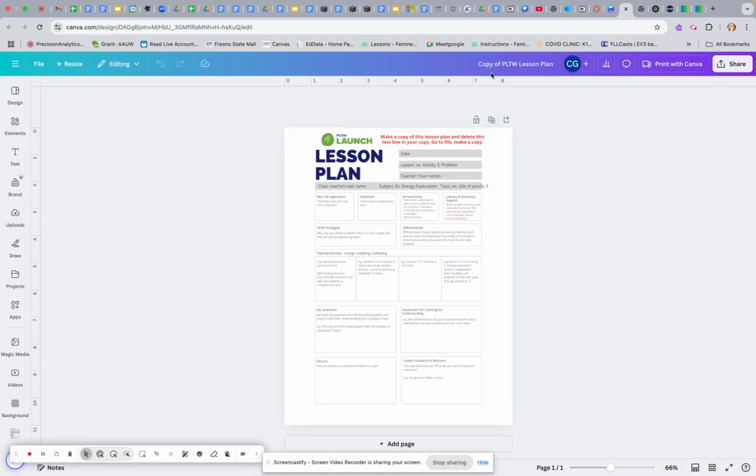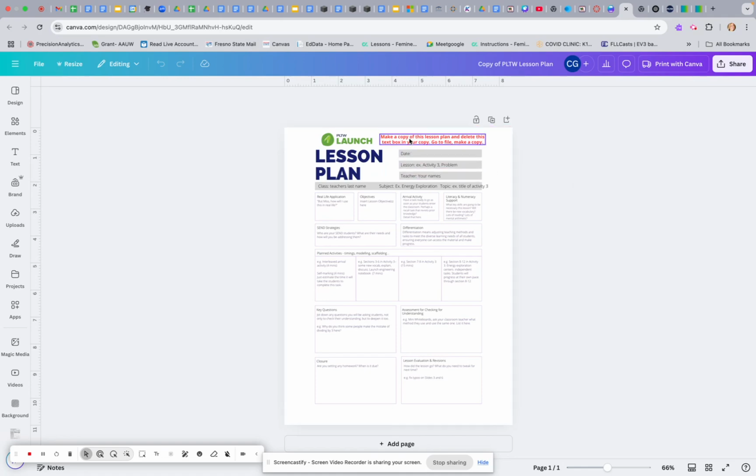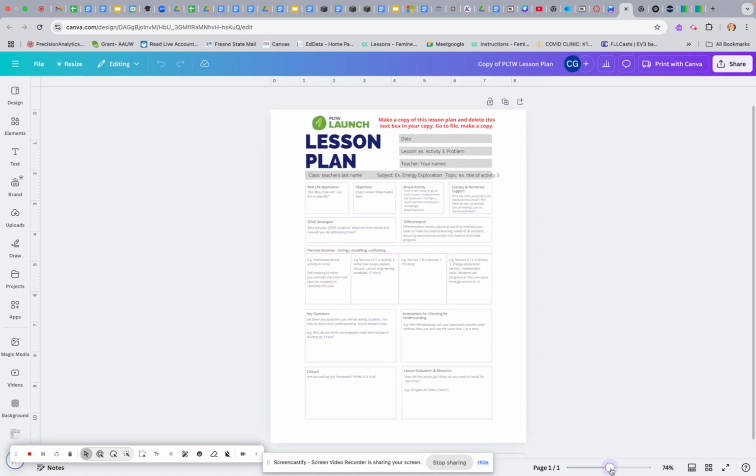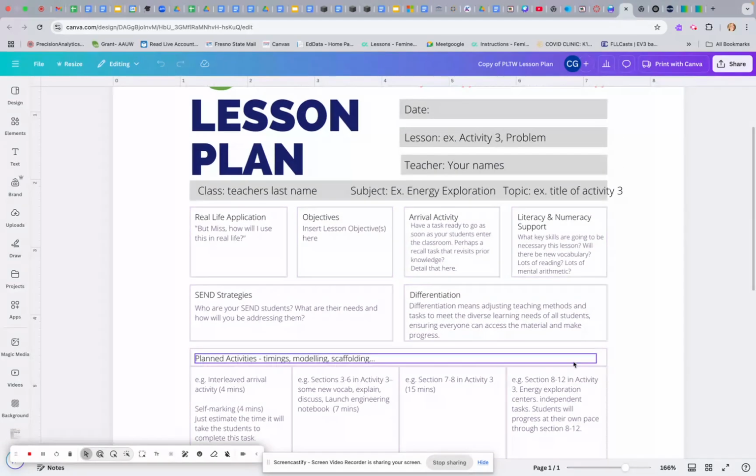So now you can see up here, this is your copy of PLTW lesson plan. And if you weren't sure before, you can always add people to your document. So you could add your entire group so that you guys can fill this one lesson plan out together. You'll just need one lesson plan for your group. And once you get into it, let's look through the lesson plan together real quick. Let me make it larger.